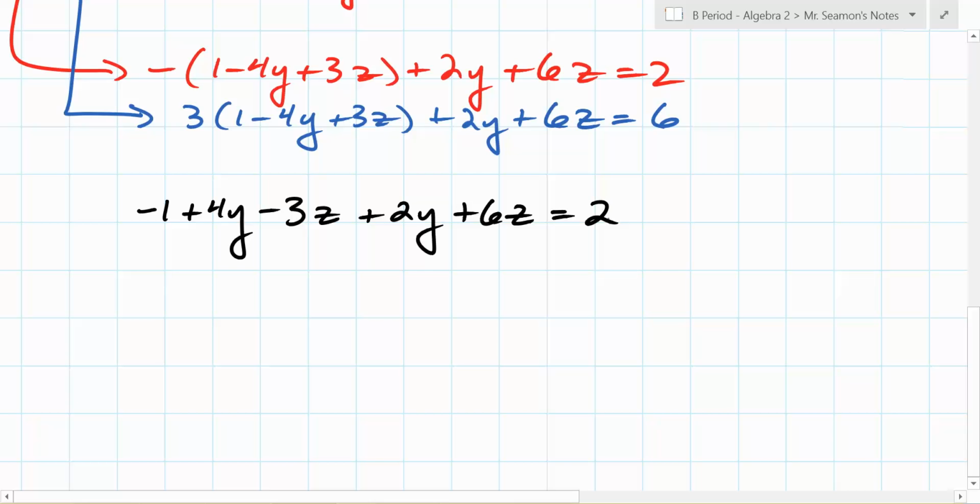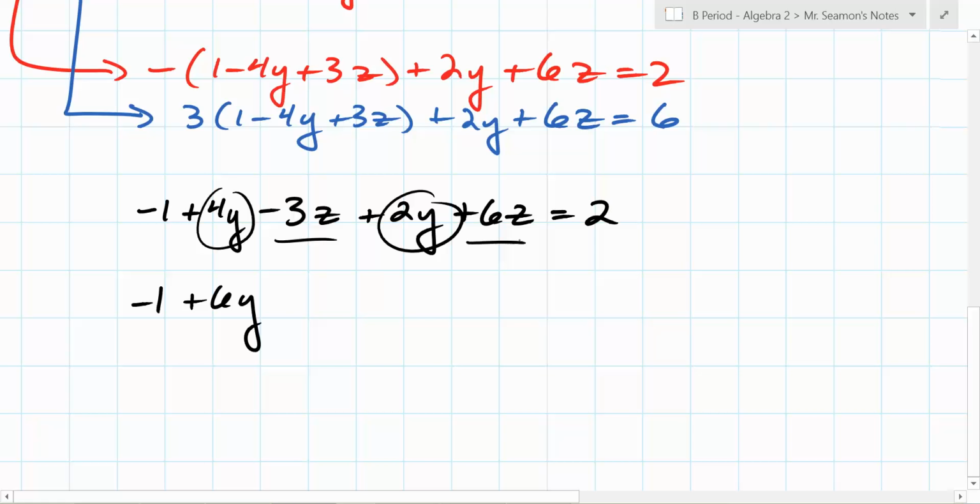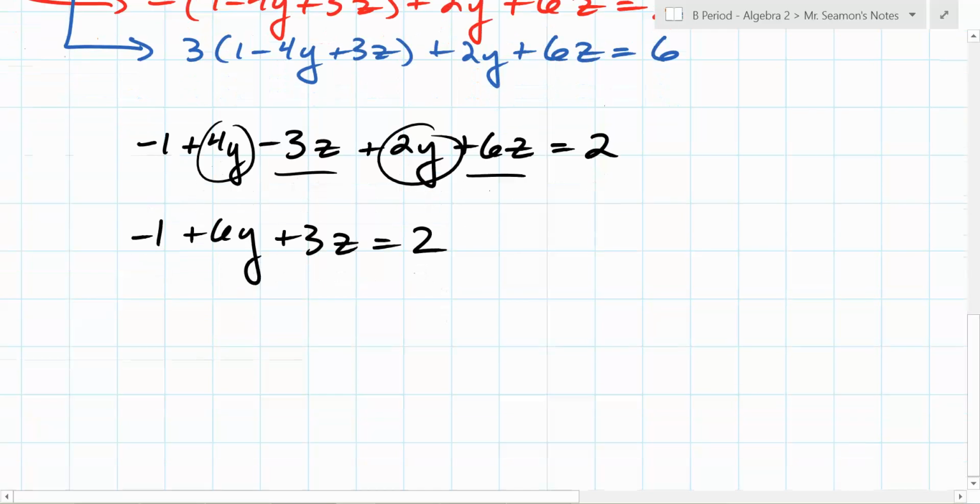Can we simplify that further? Can anybody help me through this? Hannah. Negative 1, yep. 6y. So you got 4y and 2y, so that's 6y, yep. And then it's minus 3z and plus 6z. Sorry, I just did too much. It's plus 4y, minus 3z, and plus 6z. Plus 3z equals 2.